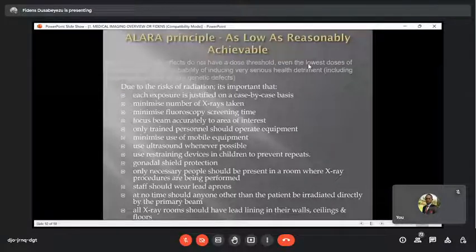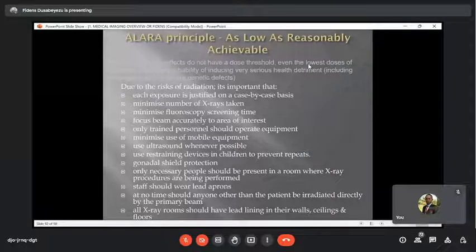That means each exposure should be justified on a case-by-case basis. Each exposure has to be justified. That's one. Number two, try to minimize the number of X-rays taken. Don't be careless so that you produce a bad image and have to repeat it. It happens where a radiographer gives you an image and you say, no, this is very bad, I can't report it, go and repeat. Please minimize the repeat of X-rays.